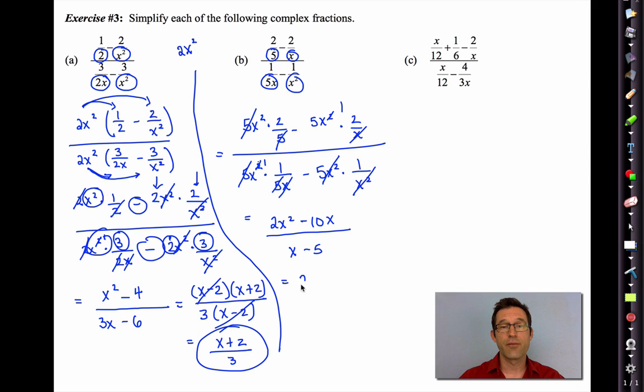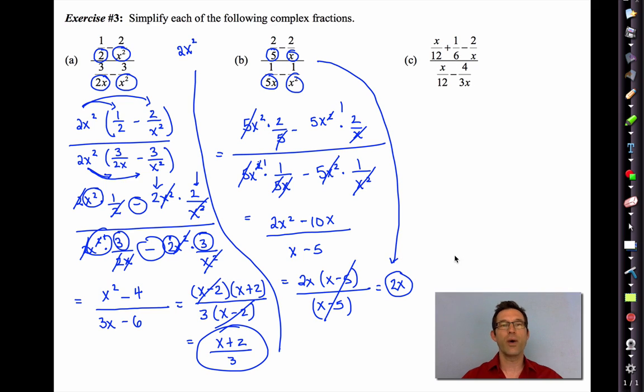That numerator, I can factor out a 2x, and it'll be 2x times x minus 5. In the denominator, there's nothing I can do, just x minus 5. Look at that, cancel. And I'm left with 2x. Isn't that cool? That entire fraction is equivalent algebraically to 2x.